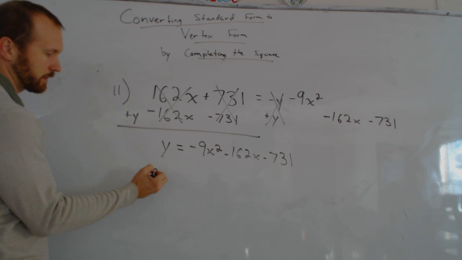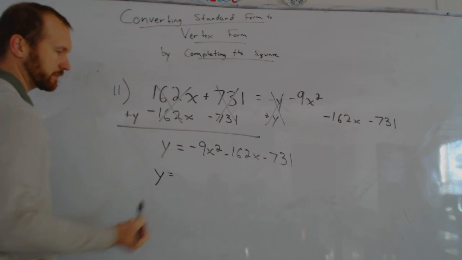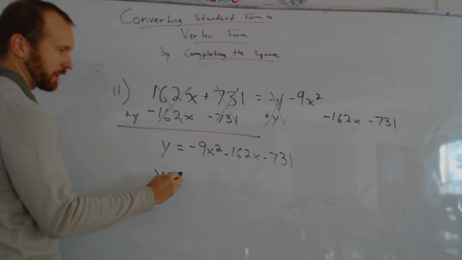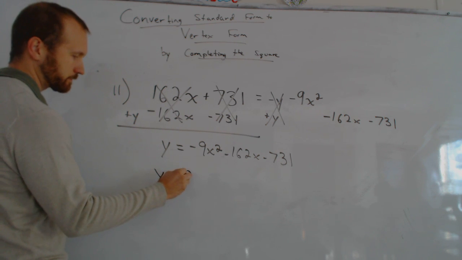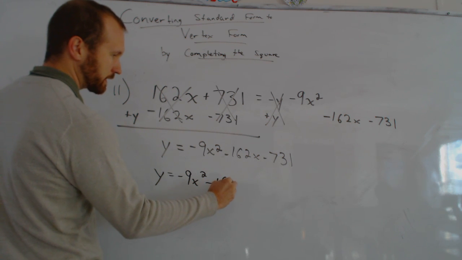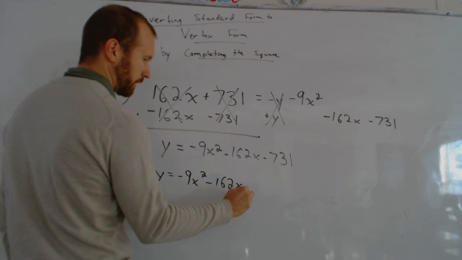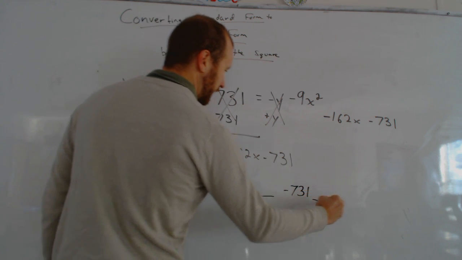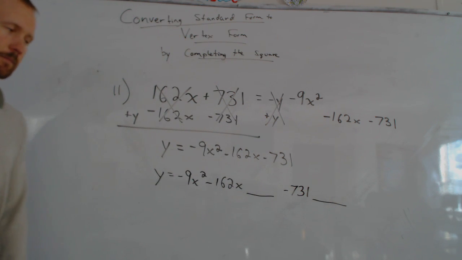Let's see what happens. So the first thing now, well, it's not really the first thing because I already did the first thing. The next thing I'm going to do is I'm going to rewrite it: negative 9x squared minus 162x. And then I'm going to leave a blank. Minus 731. And I just draw my blank to remind me.